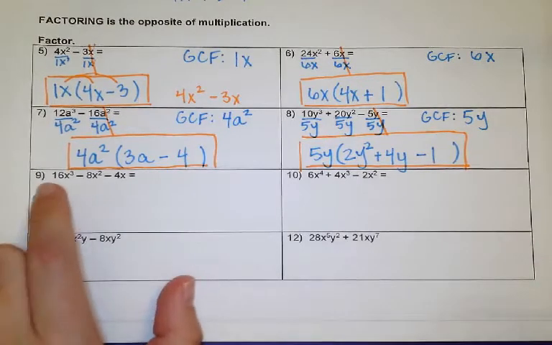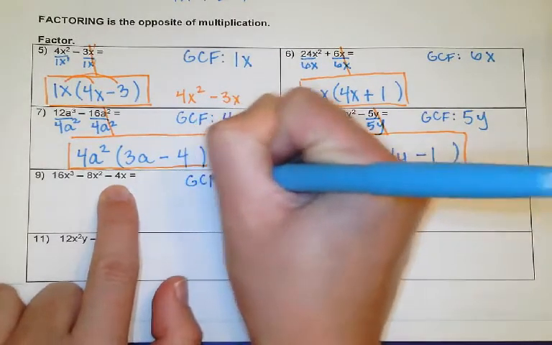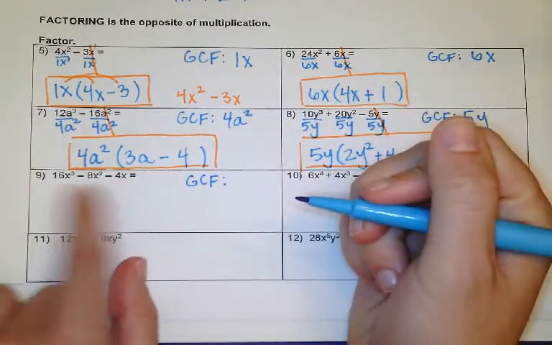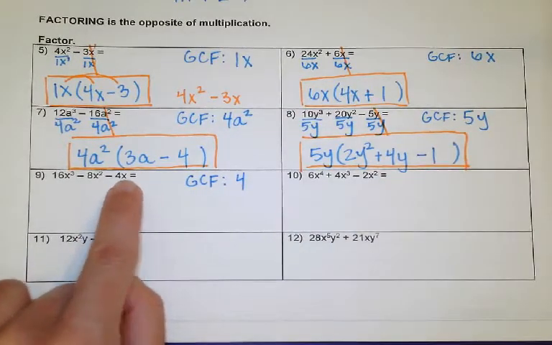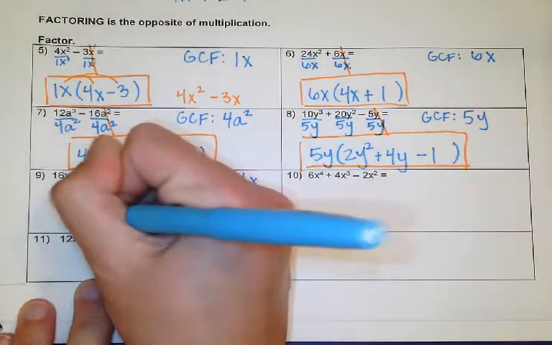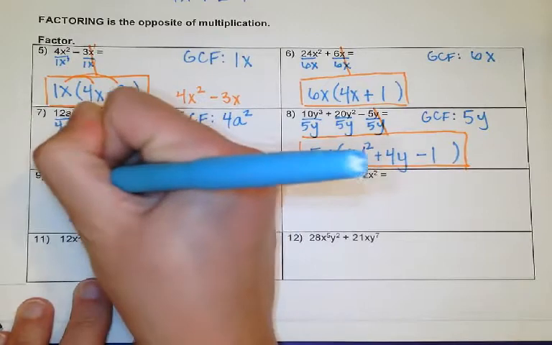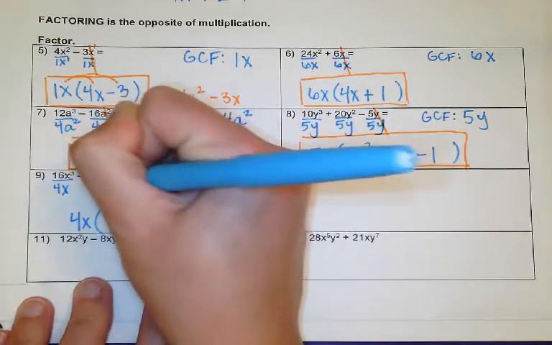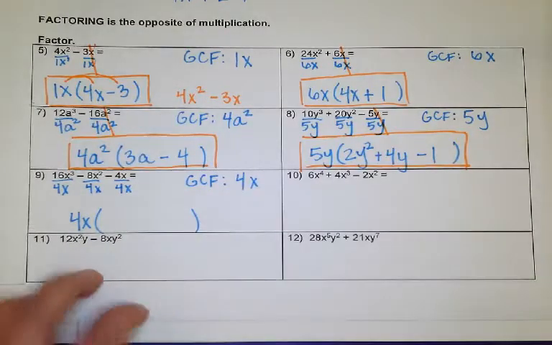So next one, 16, 8, and 4. Let's see, I'll check and see. Can 4 go into all of them? Yep, looks like it. The smallest exponent's just an x. So I'm going to take a 4x out, divide them all by 4, take away an x, and see what I get.